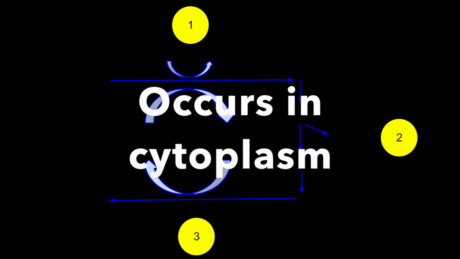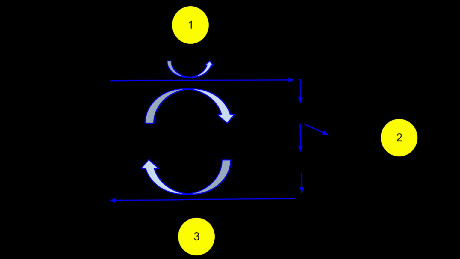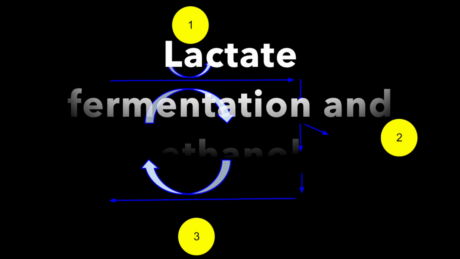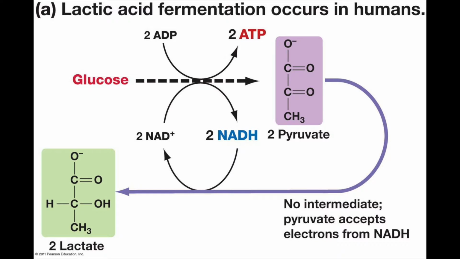Fermentation occurs in the cytoplasm of the cell. There are 2 types of fermentation: lactate fermentation and ethanol fermentation. Some single-celled organisms, as well as some animal cells that are temporarily without oxygen, carry out lactate fermentation. NADH is used to convert pyruvate to a molecule of lactate. The resulting NAD+ is recycled in order to continue this process.